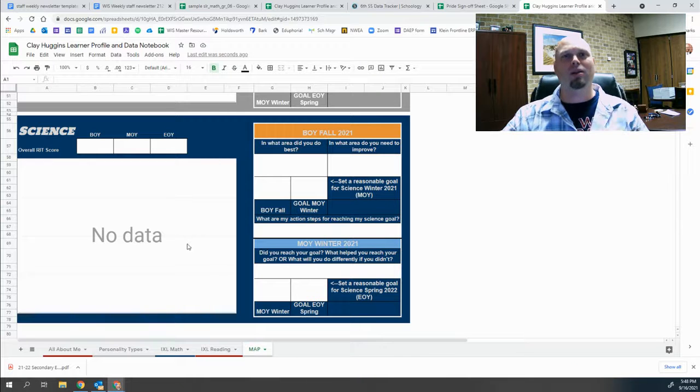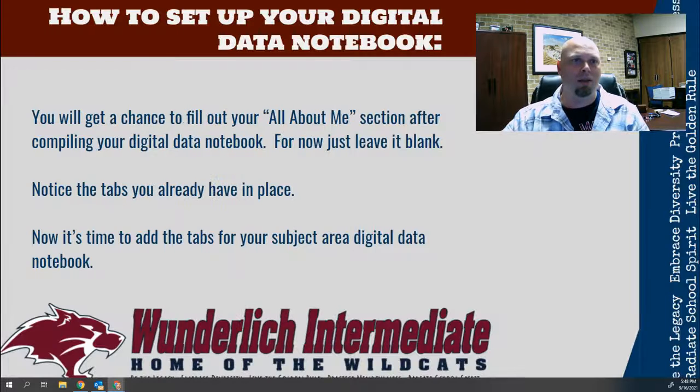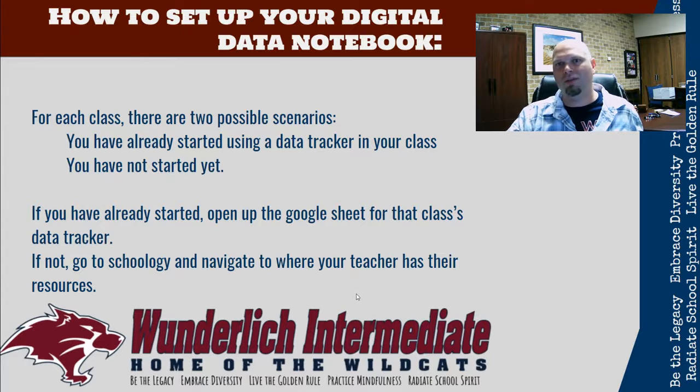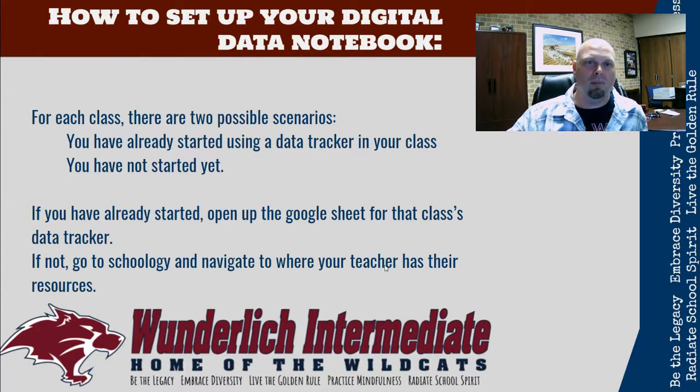But we also want to be able to talk about your individual classes. So now it's time to add those tabs to your digital notebook. So there's two possibilities for each of your classes, first, second, fourth, fifth, sixth, seventh, eighth, and ninth periods. You either have already started using a data tracker in that class that your teacher had started you with, or you have not yet started.